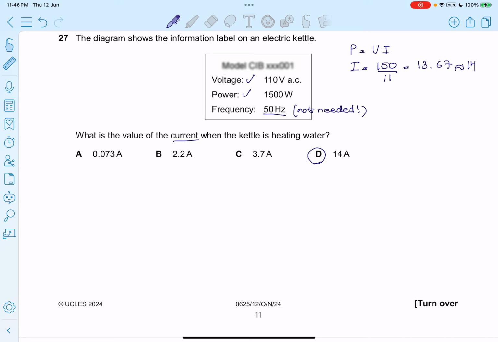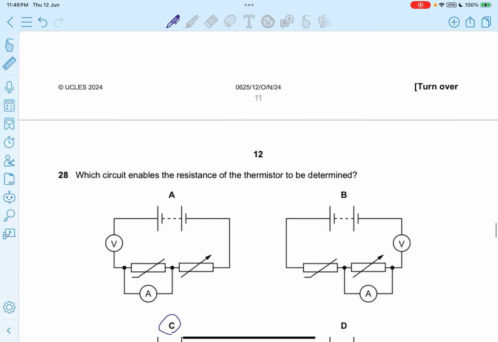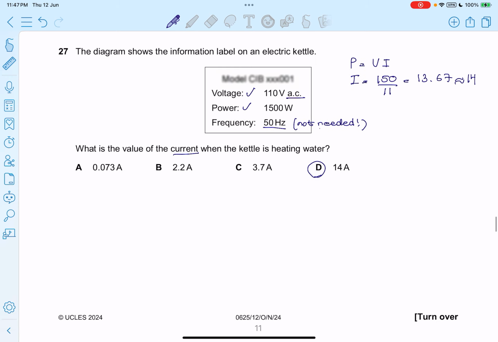You don't need the frequency, because this is just showing that the voltage is changing direction at 50 hertz. Basically, it's just an alternating current, so the voltage is changing directions multiple times a second. So 27 is D. You don't need the frequency. This is just extra stuff.